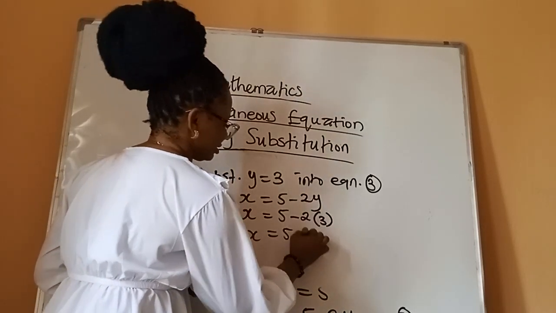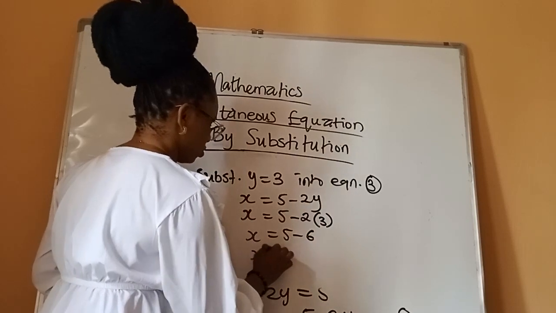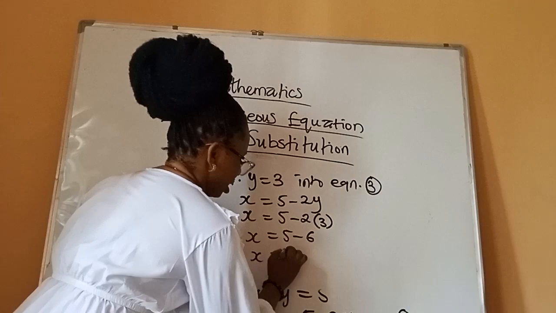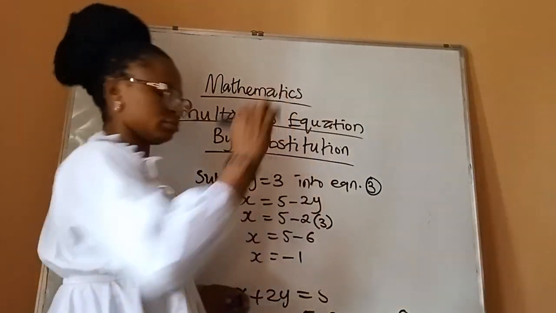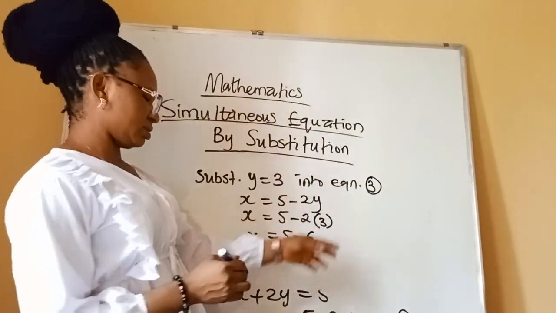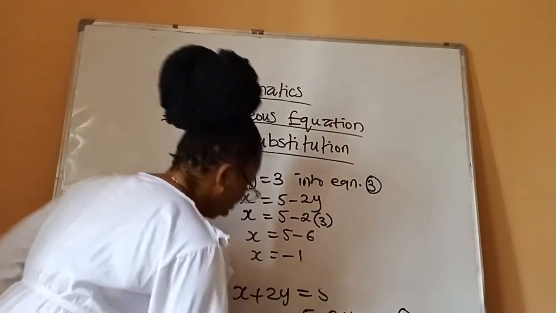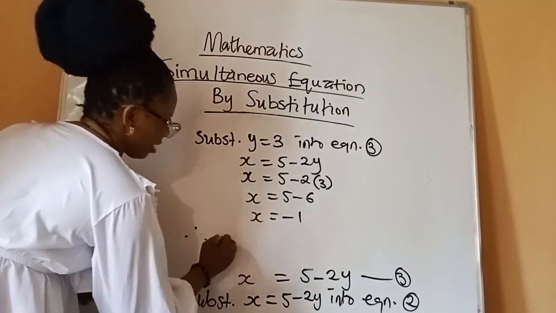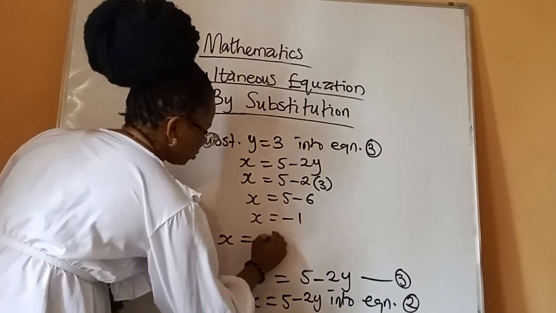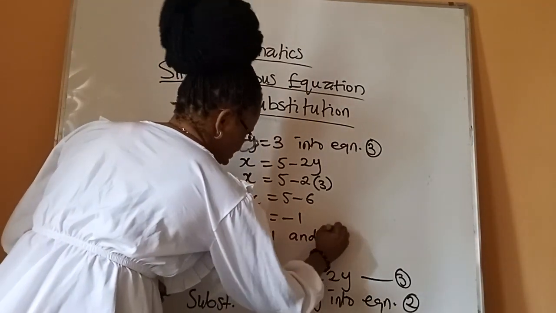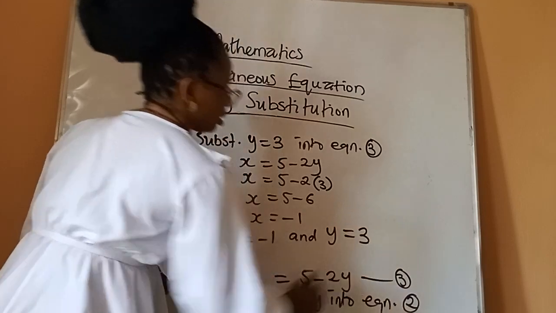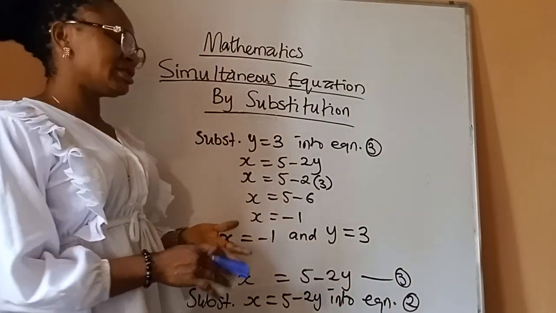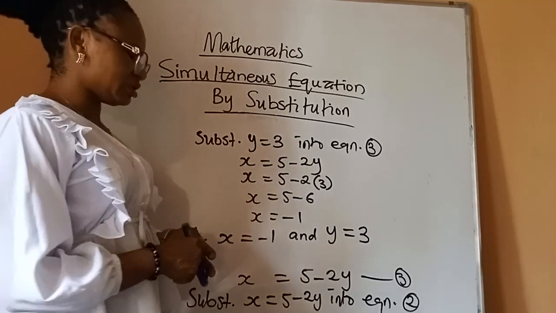2 times 3 is 6, and x equals 5 minus 6 will be minus 1. 5 minus 6 is minus 1. So therefore, we conclude that x is equal to minus 1 and y is equal to 3. That is how simultaneous equation is solved using substitution method.